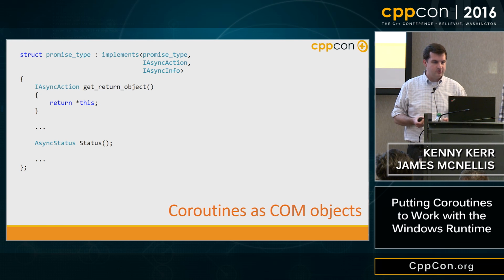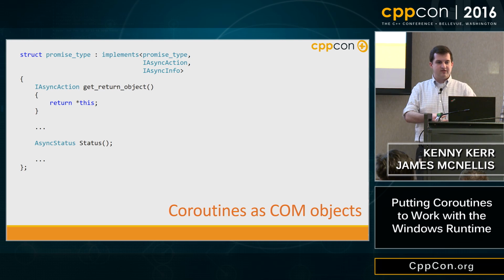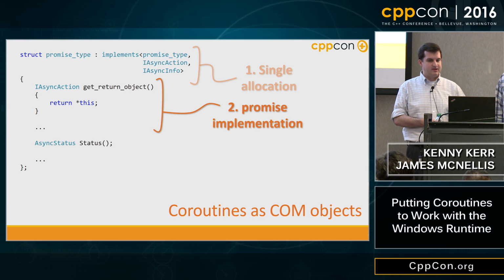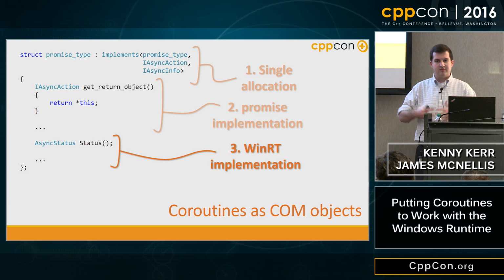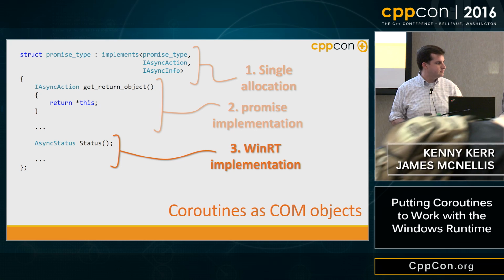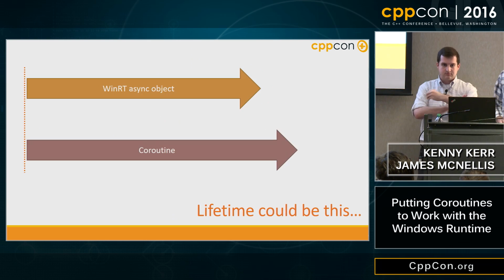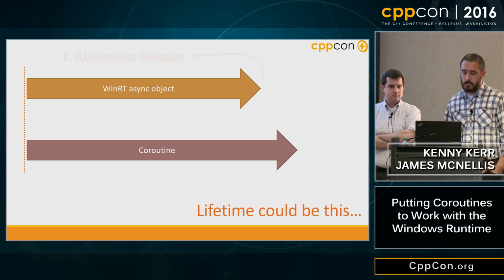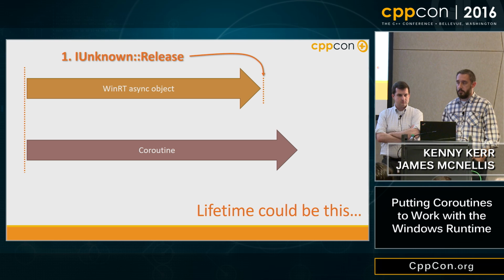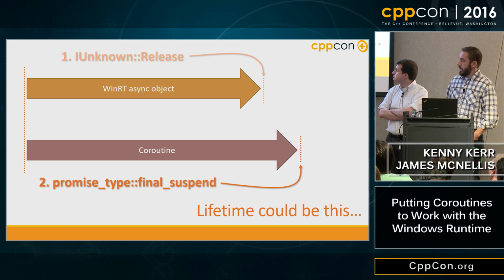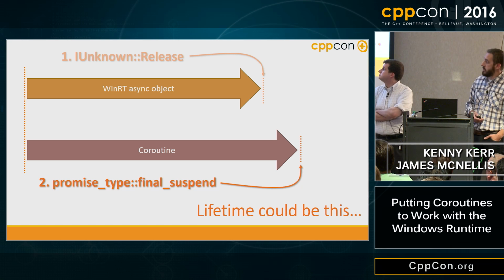And so here is what we might want to do. We have our promise type actually implement those two interfaces and be the async type. This allows us to have only one allocation, and we have the promise implementation and the WinRT implementation all as part of the same class. We run into some lifetime issues with this, however. The problem here is that the lifetime could look like this. The WinRT async object could in fact have its last reference released before the coroutine has come to an end. Only later will the final_suspend function be called, and that's one scenario we need to deal with.